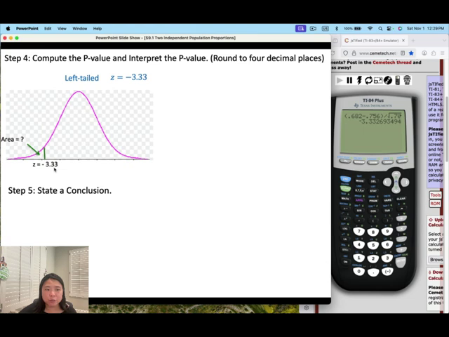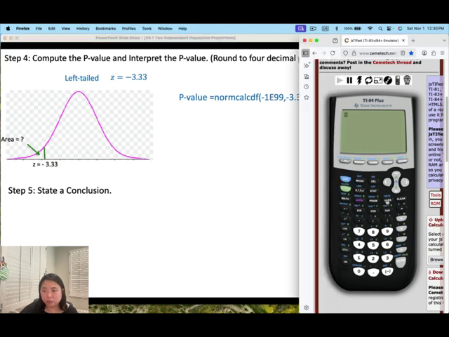So how can you find the p-value? You'll be using the normal CDF. The lower value is going to be negative 1E99, and the upper value will be negative 3.33. Then you're going to get these numbers. Now let's try to use the calculator together.